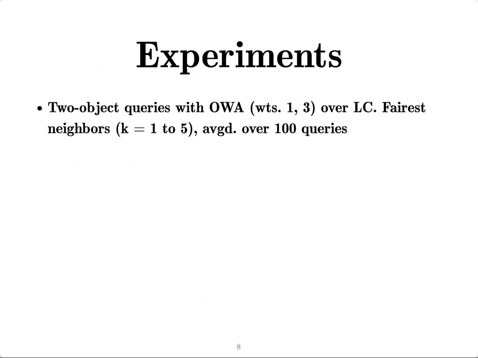So we've done some experiments, rather limited experiments, but they're a beginning at least. We use 2 object queries with an ordered weighted average, with weights of 1 and 3 as in the well-known Gini coefficient. And we apply this to the list of clusters, or LC. We find the fairest neighbors, k fairest neighbors, using k from 1 to 5. And we average the results over 100 query pairs.